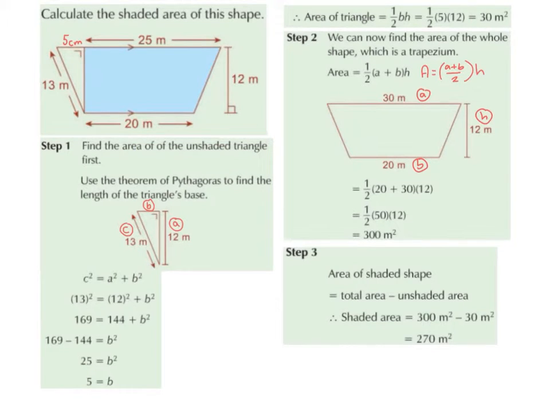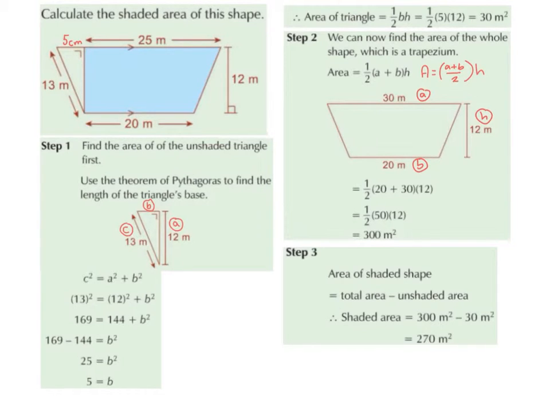Step 2, now we're going to find the area of the whole shape, which is a trapezium. So the outer shape, we need to find the area of this. So the formula for the area of a trapezium is a half times a plus b times h, or the formula that we see in our formula books is A equals (a plus b) over 2 times h, which means the same thing, but we're going to work with this formula because that's the one that's given in the formula tables. So the a and the b represent the parallel sides.